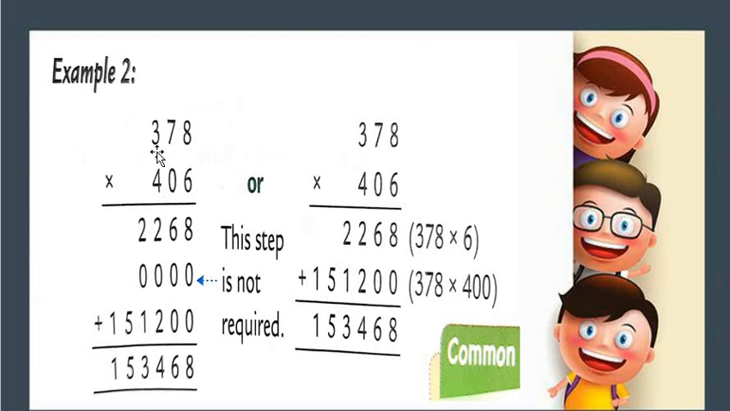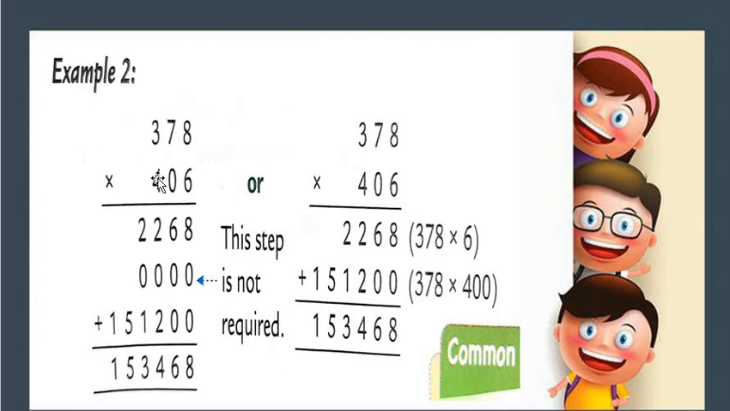Then we do the multiplication with 400. 378 multiplied by 400. Out of 400, these two 0s we put as they are. And then 378 multiplied by 4. Okay. So now 4 times 8 is 32. 2 here and 3 is carried.